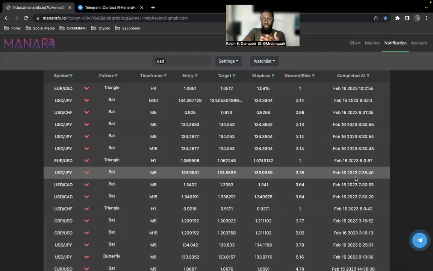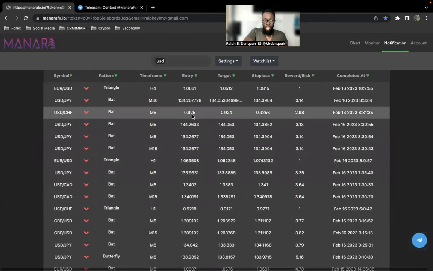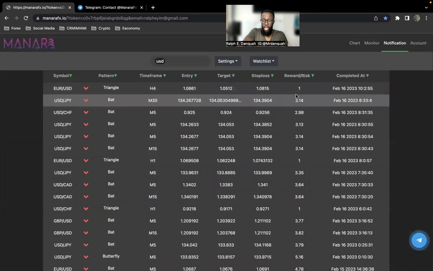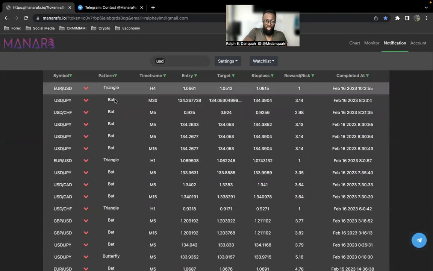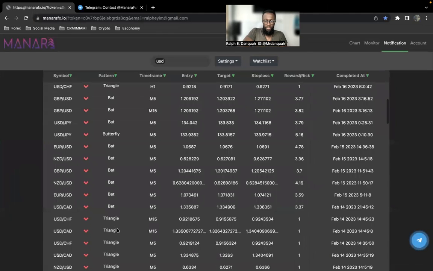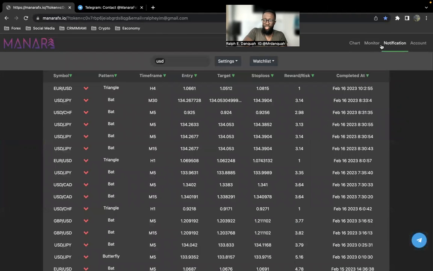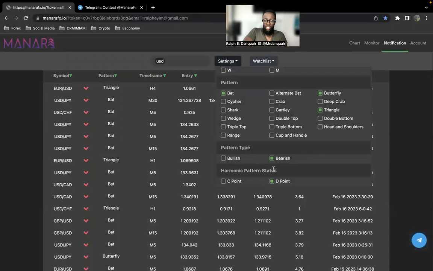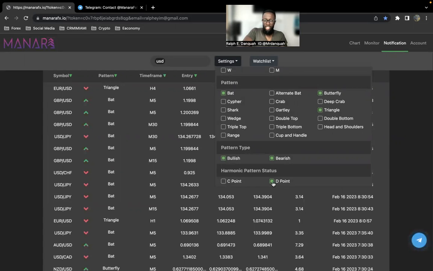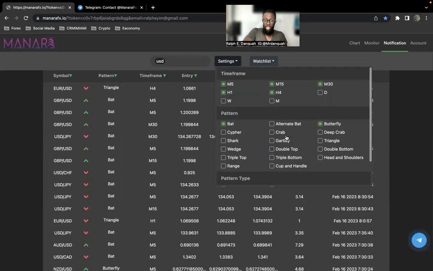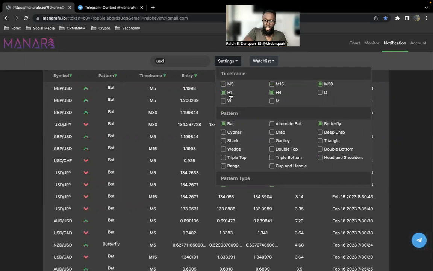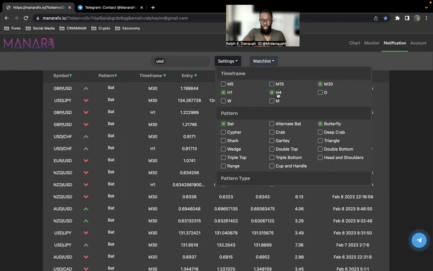If you're on the browser, you can also see it as well. The one on the top is the newest one. You can see the different patterns: triangle, bat pattern, butterfly. For me, for example, I don't choose triangle per se, so I can set my settings the way I want. I have bullish and bearish, the D point, the bat pattern, the butterfly, I take out the triangle, and that's all I'm going to see. For the time frames, I don't want to see M5, I want to see M30, H1, H4. So these are the time frames that will come to my phone. Does that make sense?